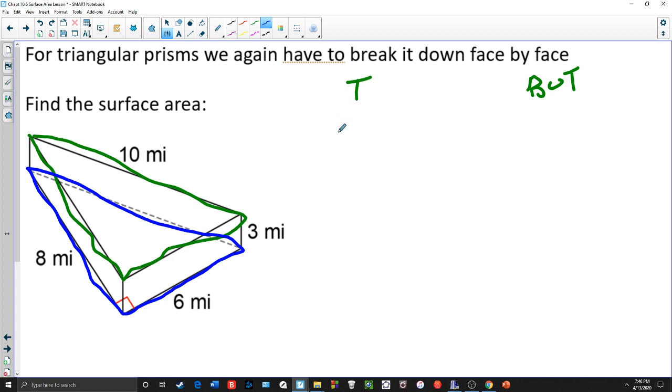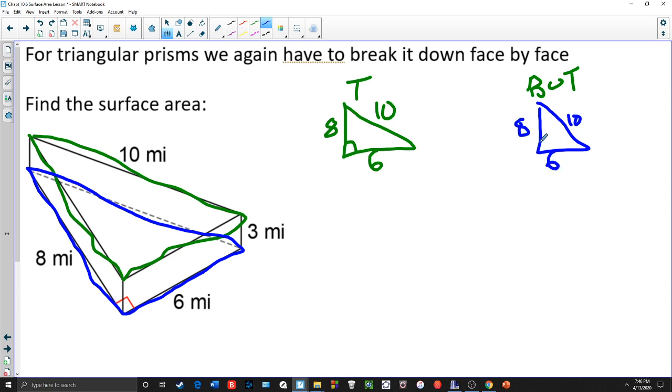So let's draw this out here. My top triangle is a right triangle, which is good. Right angle right there, in the corner. That's going to be 8 by 6 by 10. And then my bottom triangle is going to be the exact same, because remember, top and bottom should always be the same in any prism, even triangular prisms. Right angle there.